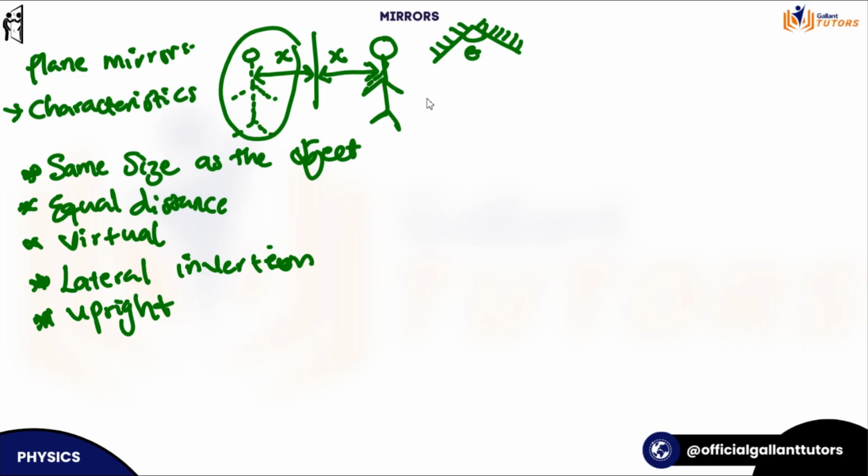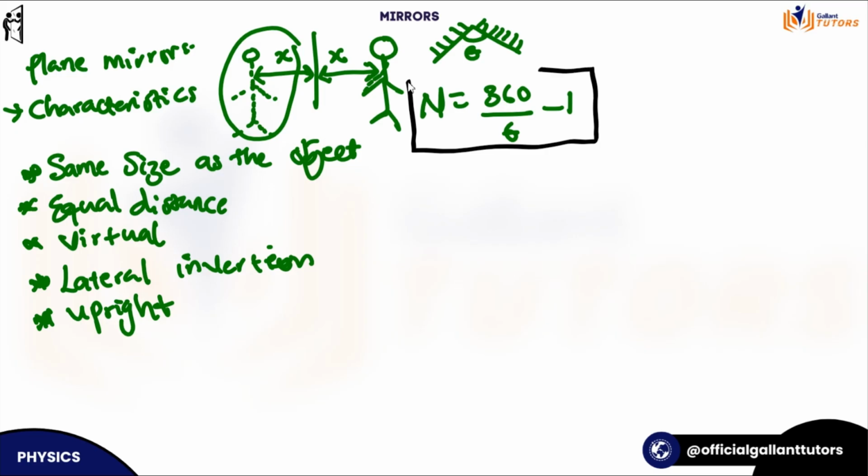Whenever you are asked this question in the exam hall, use this formula: 360 divided by theta, that's the angle, minus 1. Is that very clear? This formula should not depart from you. Always have it at your fingertips.